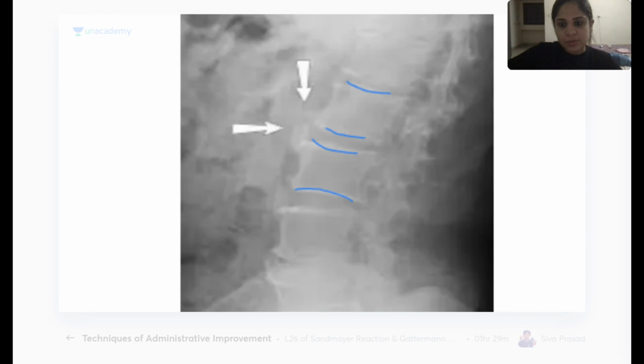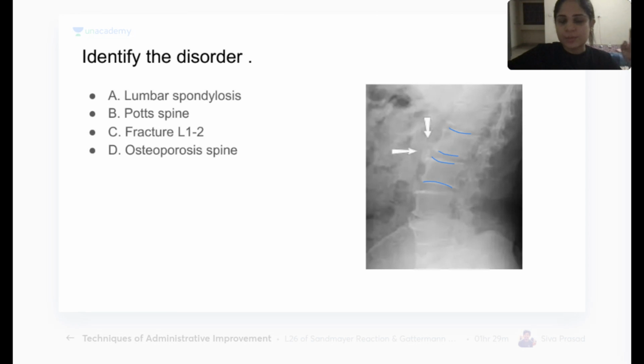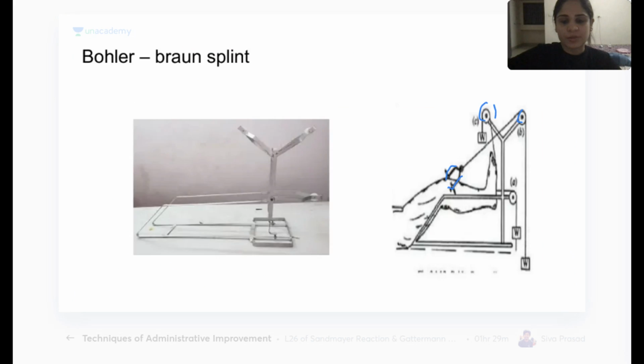So this is nothing but your fish mouth spine. I know this is not a very good and representative picture of the same. I will put a better picture of fish mouth spine, so don't worry about that.